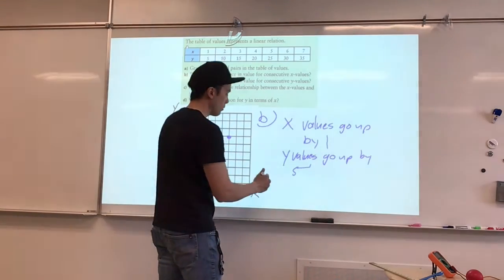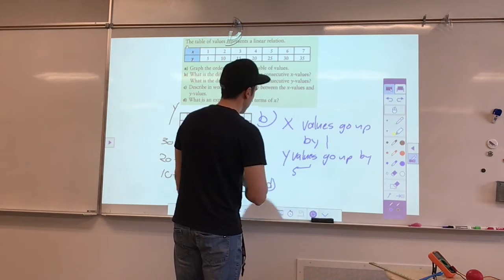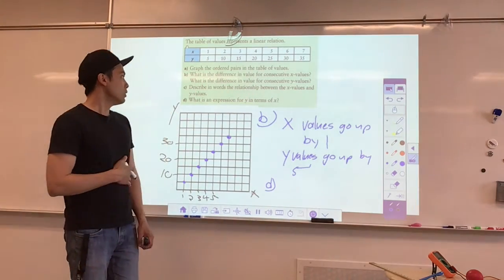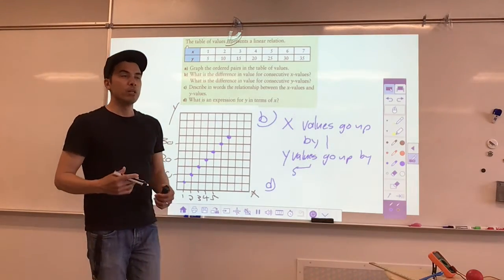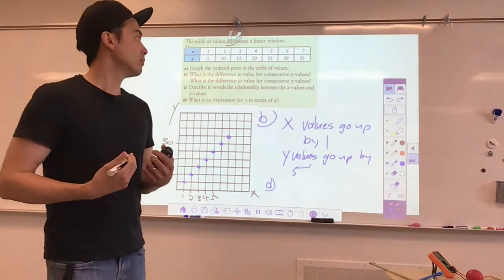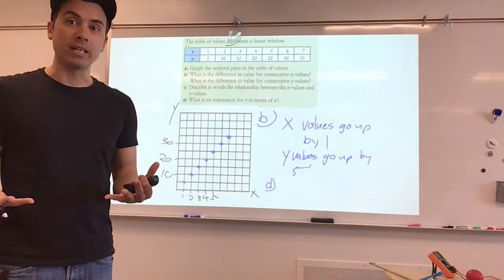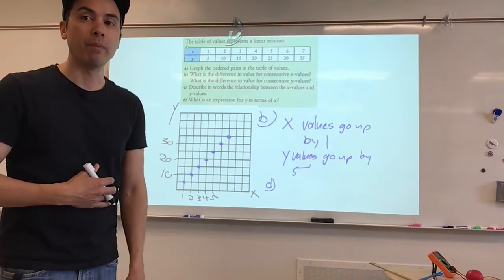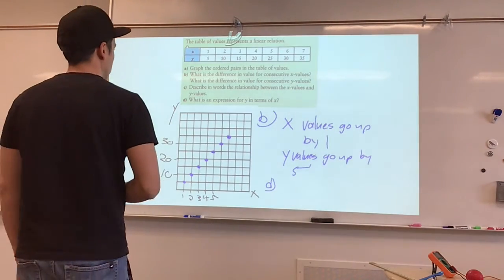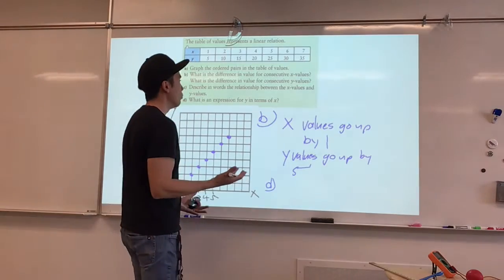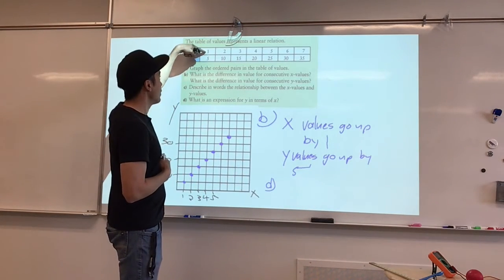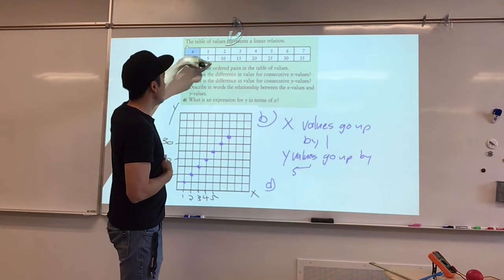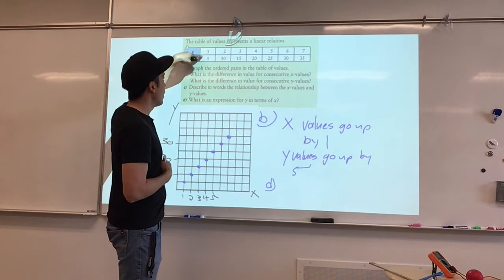I'm not going to write that down. Hopefully you were able to listen to me just now say that. D, what's an expression for y in terms of x? So let's say I'm only given the x values. How can I come up with the matching y number? If all I knew about this coordinate pair is that x was 1, how am I getting this 5?